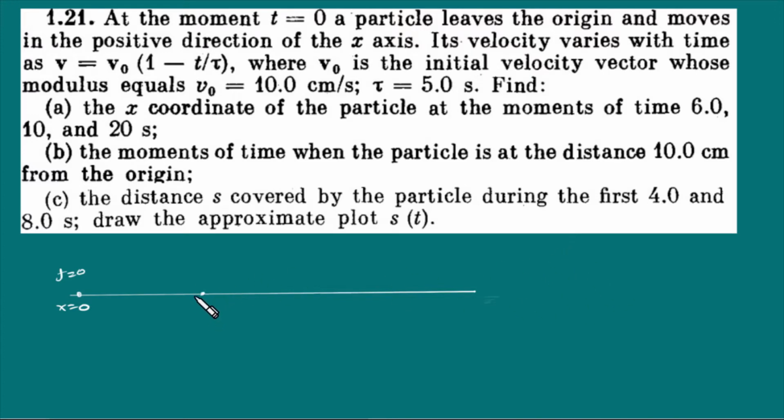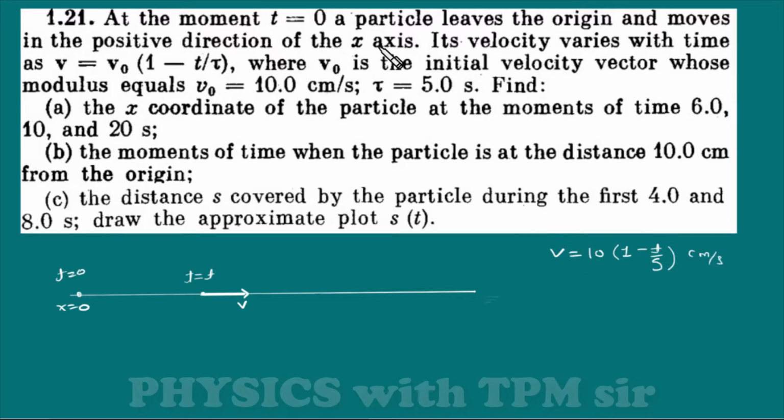Suppose at any time t, at t is equal to t, the particle has velocity v. So v at any time is given as 10 times (1 minus t by 5) centimeter per second, students, because v naught is in centimeter per second.